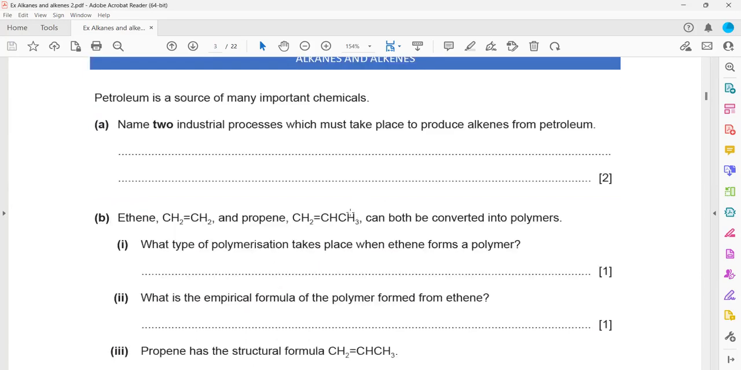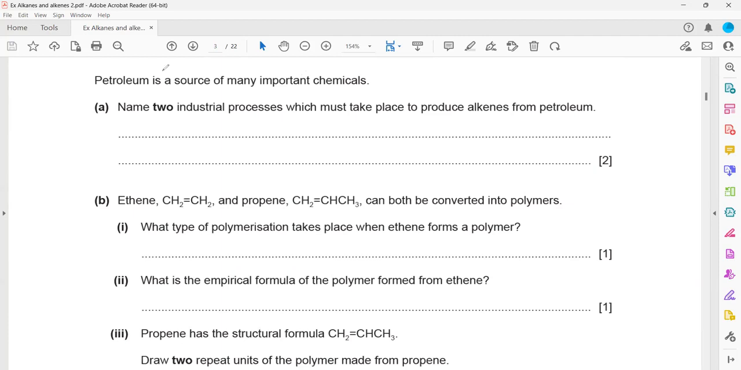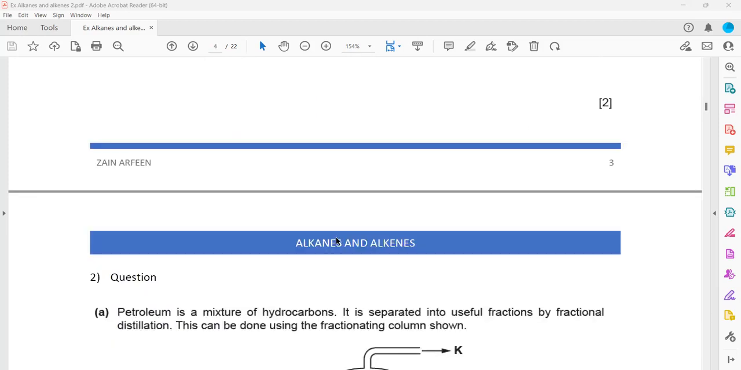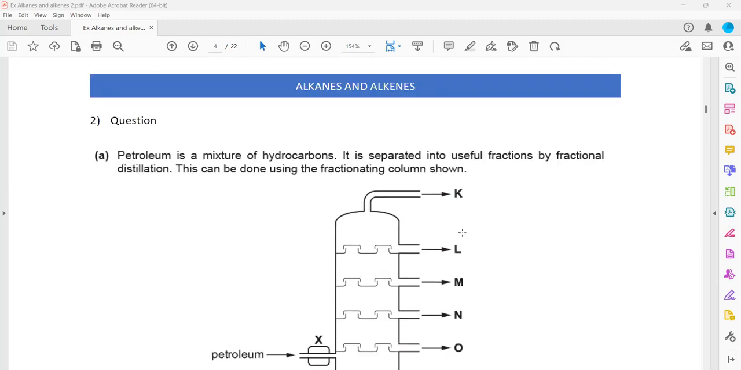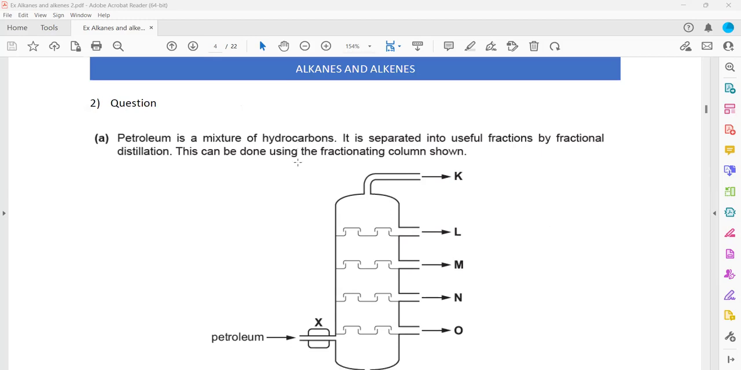This is question 2. Okay, this is the same question. Might be repeated. Yeah, might be pasted again. I will remove that.